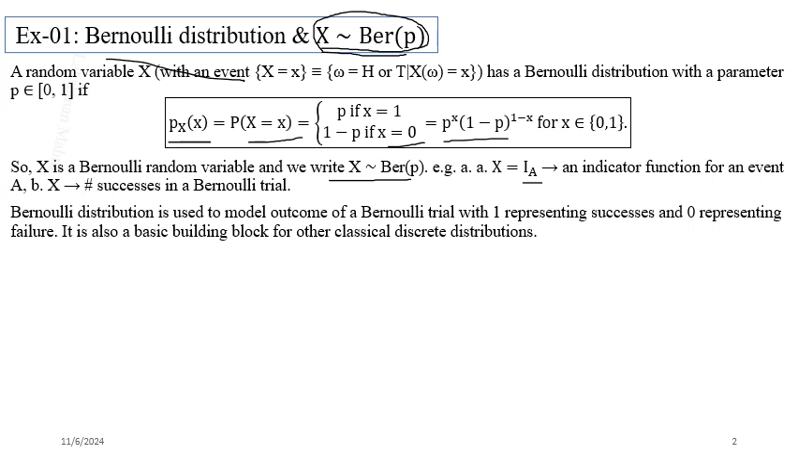So we call it an indicator function or characteristic function. Those are very specific kinds of functions. It is one example of a Bernoulli random variable. A Bernoulli random variable is used to model the outcome of a Bernoulli trial. I had discussed the Bernoulli trial. What is the meaning of a Bernoulli trial?